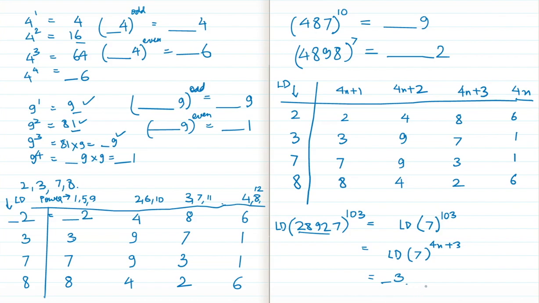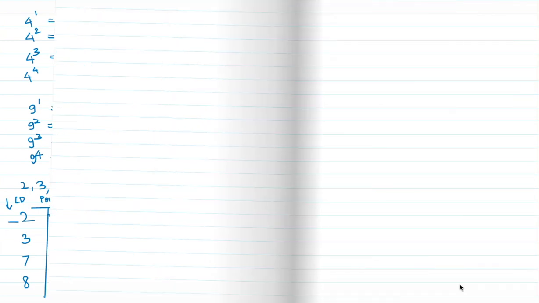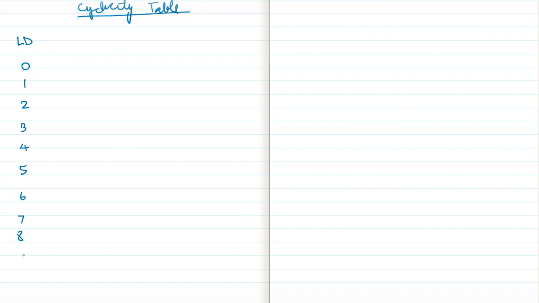Please feel free to watch this video again. I believe you may need to watch this video a few times, but before you do that, let me just summarize the entire cyclicity business for you. So this is the cyclicity table. Let me write down these last digits in order: 0, 1, 2, 3, 4, 5, 6, 7, 8 and 9.